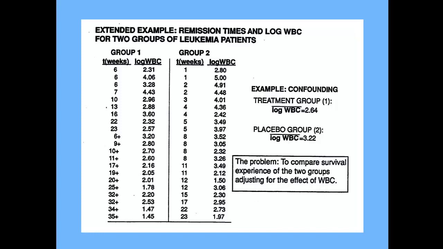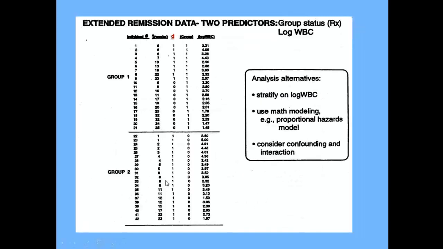How do we control for variables? Well, one way we do it is we stratify. We could basically look at high log white blood cell count and low log white blood cell count and compare the 2 groups for different strata. Or we can use a model where log white blood cell count is a variable in the model. Okay, now here's what I'm going to do. I'm going to go from this thing to the following thing. Now, by the way, this is all the data for group 1 and group 2 together.